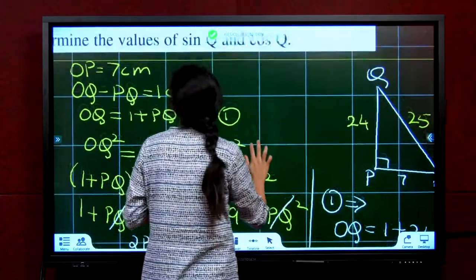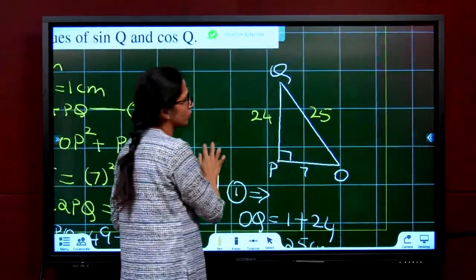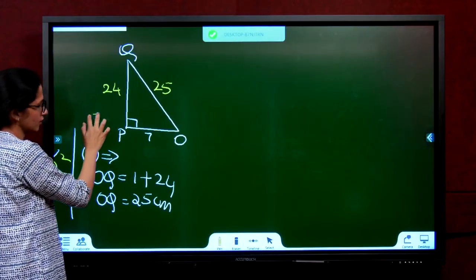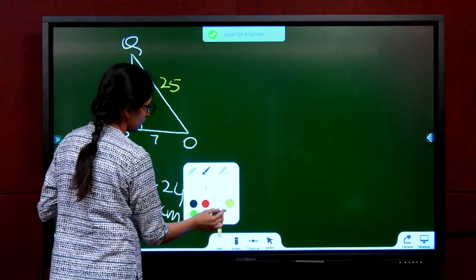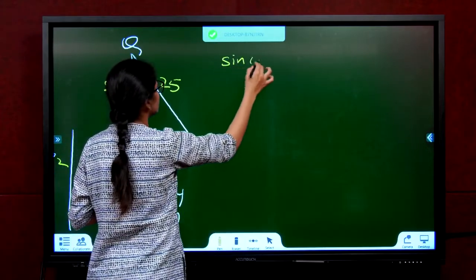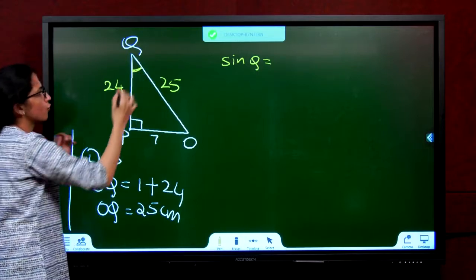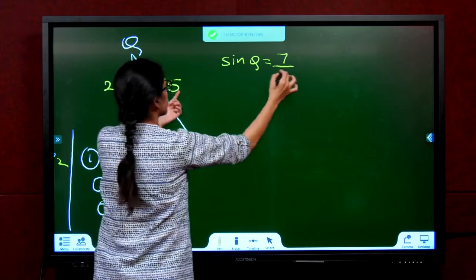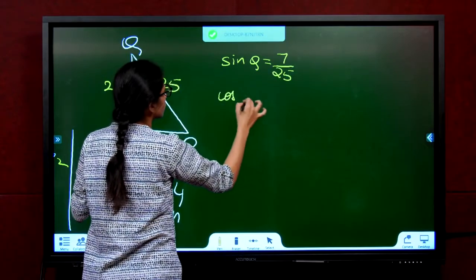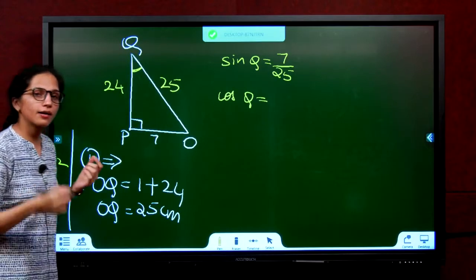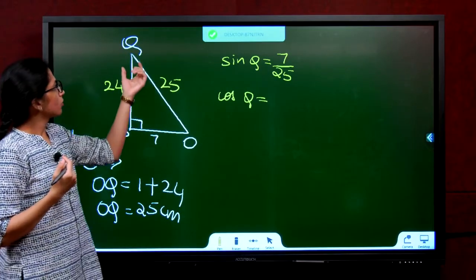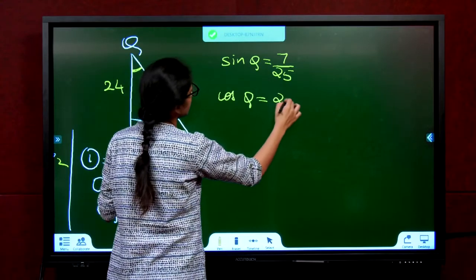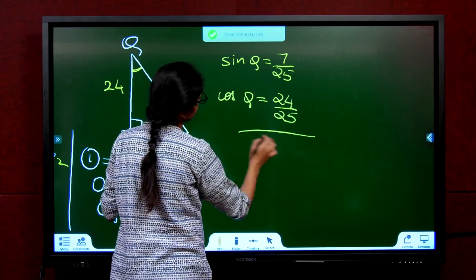In the question, they asked us to find the value of sin Q and cos Q. Now I have this triangle. Can I find the value of sin Q and cos Q now? Yes. So now, what is sin Q? Q is my angle. For this angle, who is the opposite? 7. Who's the hypotenuse? 25. Cos Q. So SOH CAH TOA, CAH. So for this angle, who's the adjacent? 24. Who's the hypotenuse? 25. This is your answer.